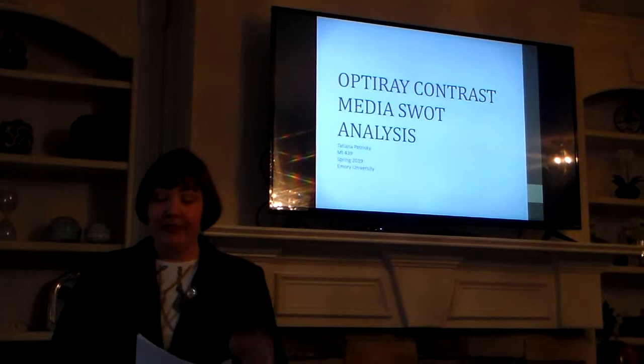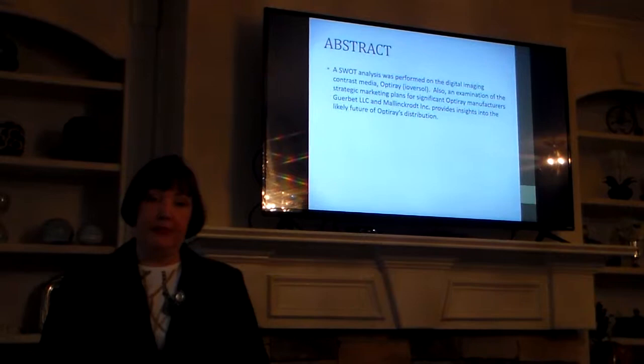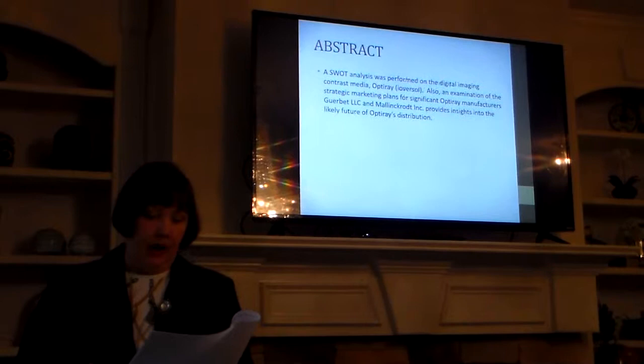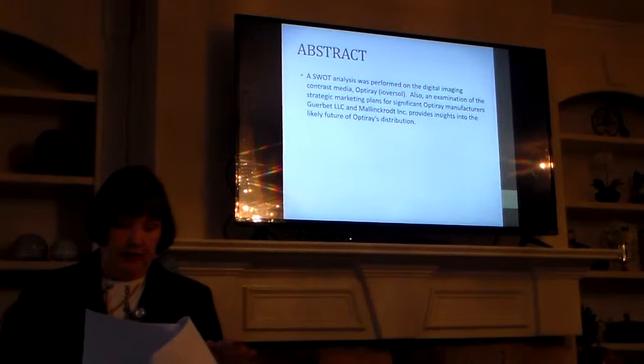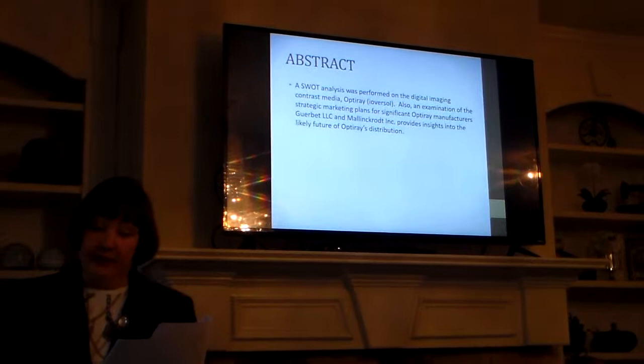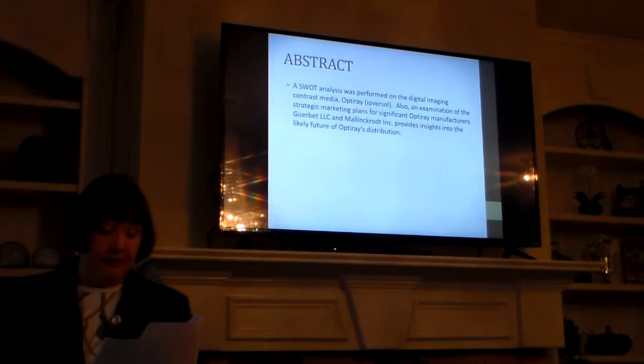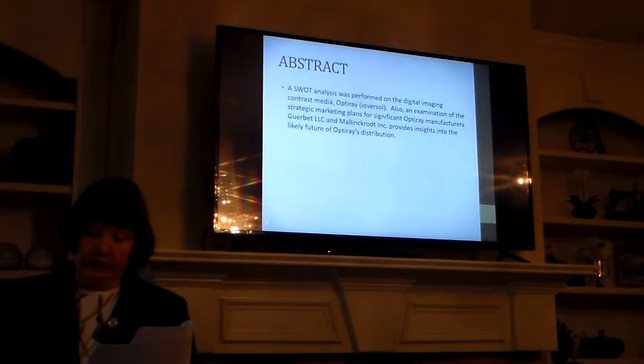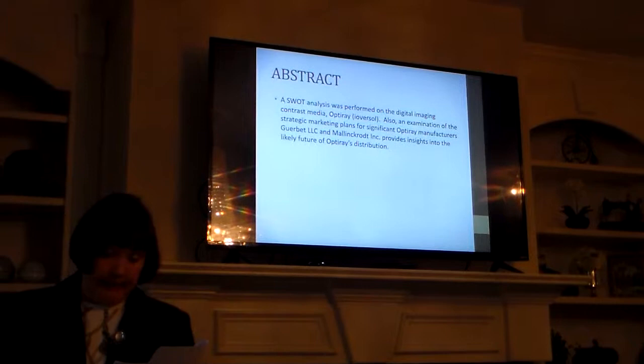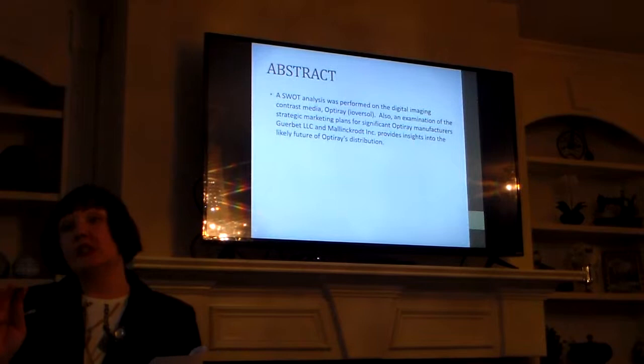Hi. So let's talk about Optiray 350. This product comes in a variety of different concentrations. We have Optiray 350, mostly for adults, and indicated for CT imaging. We have Optiray 320, mostly for adults and also children. Optiray 300, indicated for CT for adults, and Optiray 240 is exactly the same concentration as Optiray 300.